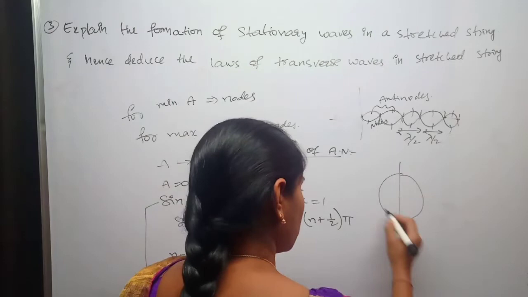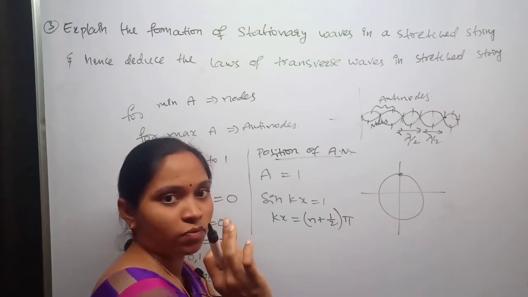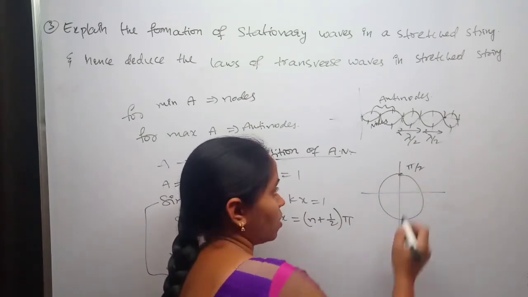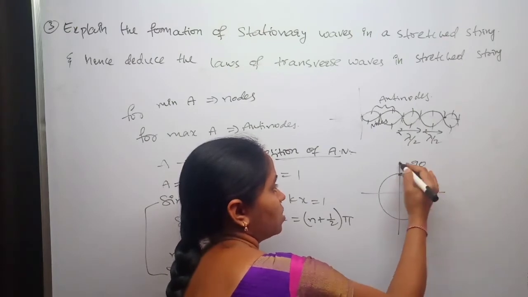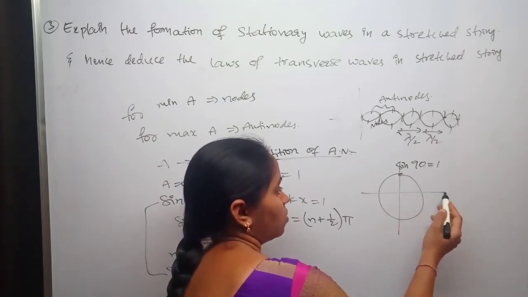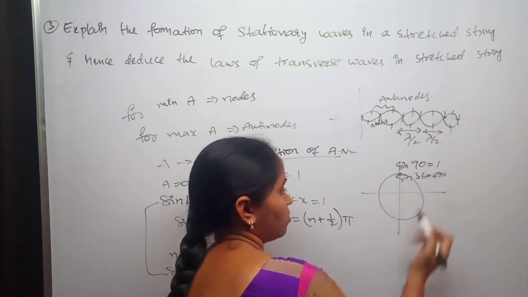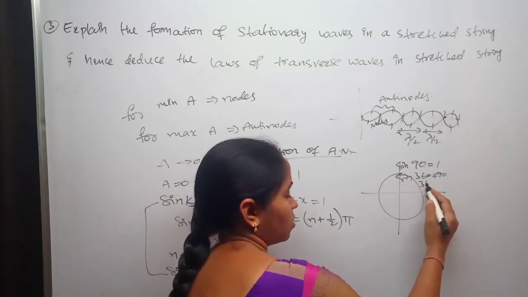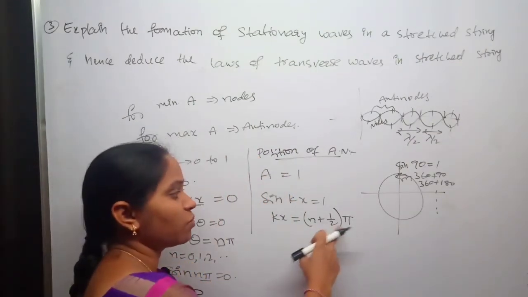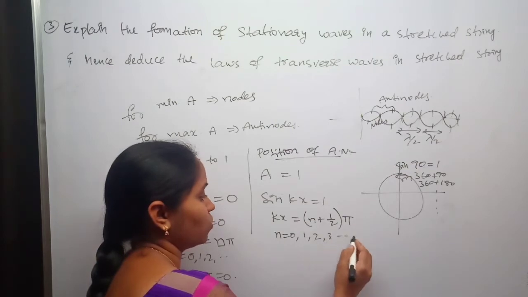At these positions you will have sin theta equal to 1. Theta will be pi by 2, 90 degrees. For theta of 90 degrees, sin 90 will be equal to 1, and this is 270, 360 plus 90, sin of 360 plus 90, and 360 plus 180, and so on. This will be equal to (n plus 1 by 2) times of pi, and the n value is 0, 1, 2, 3, and so on.